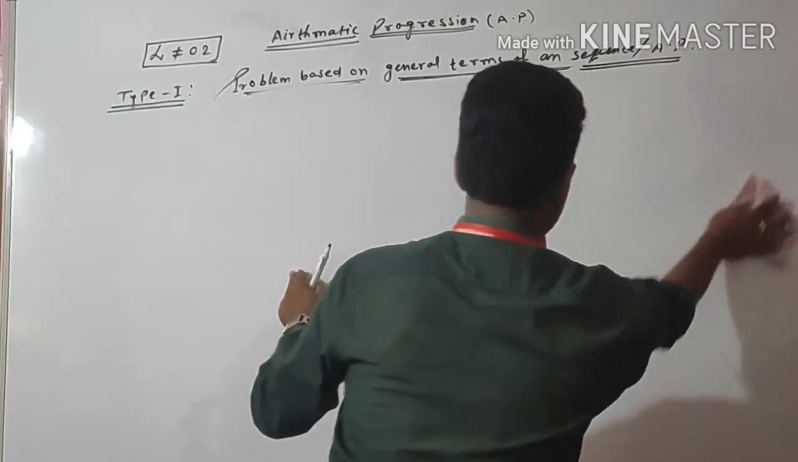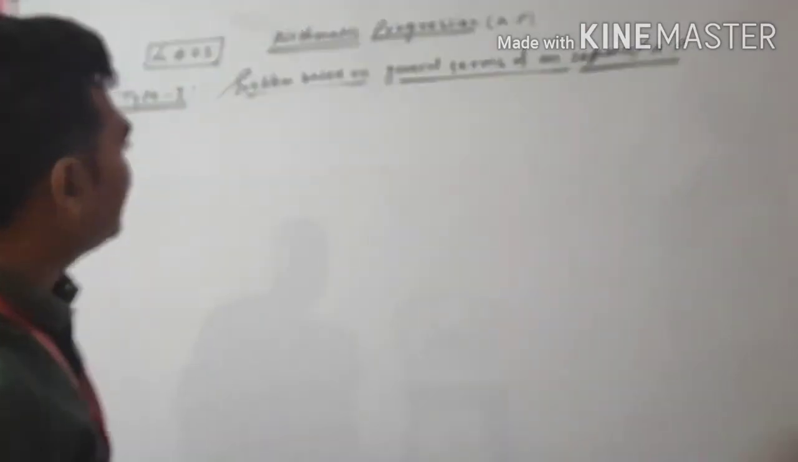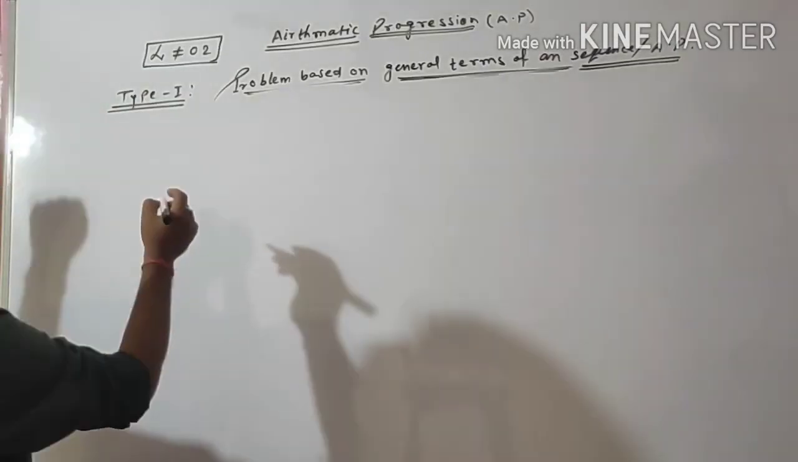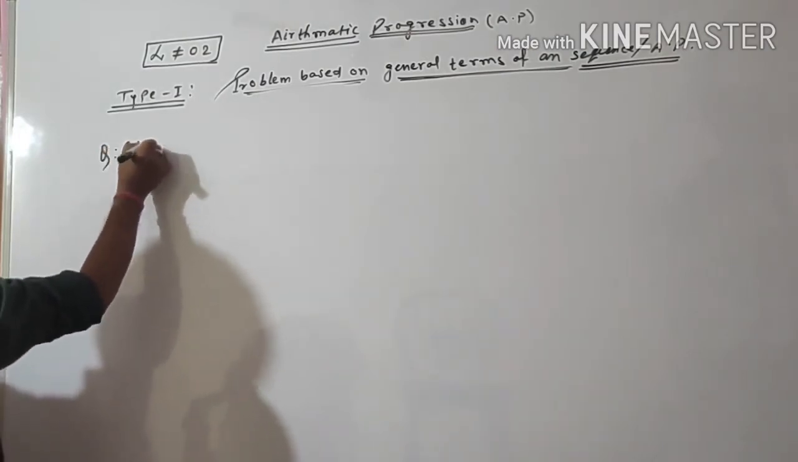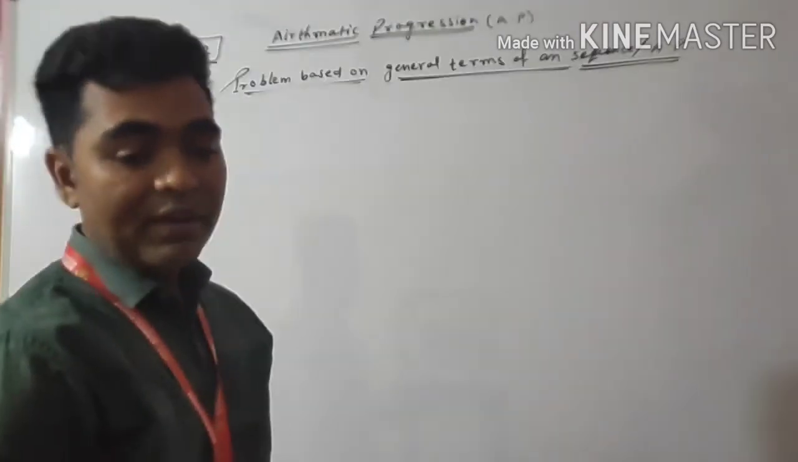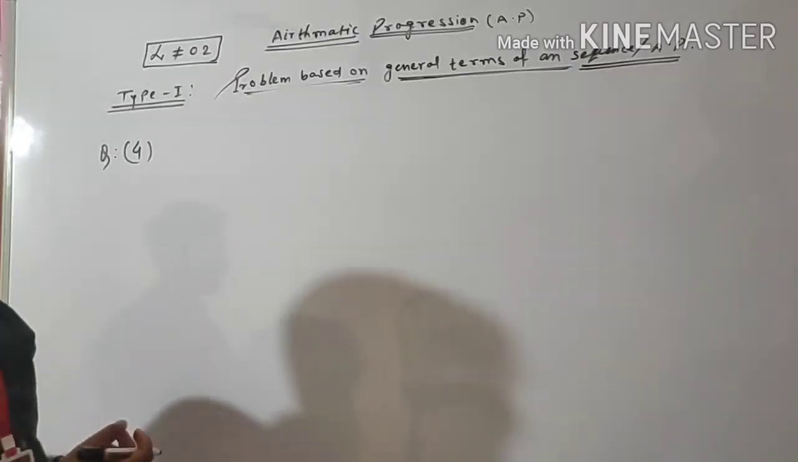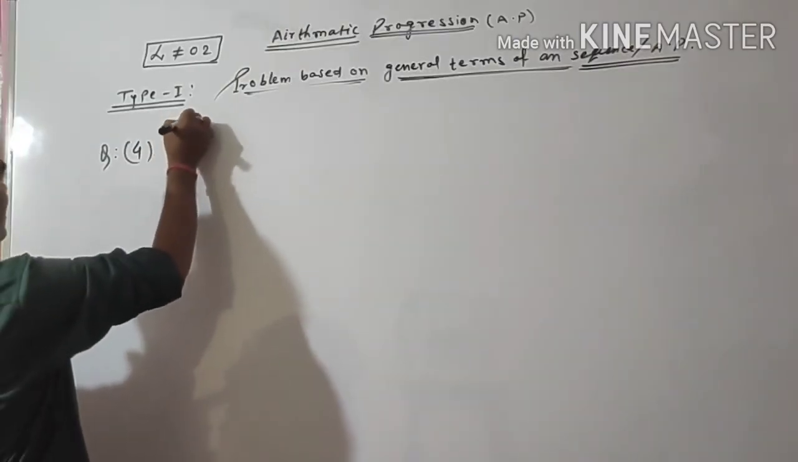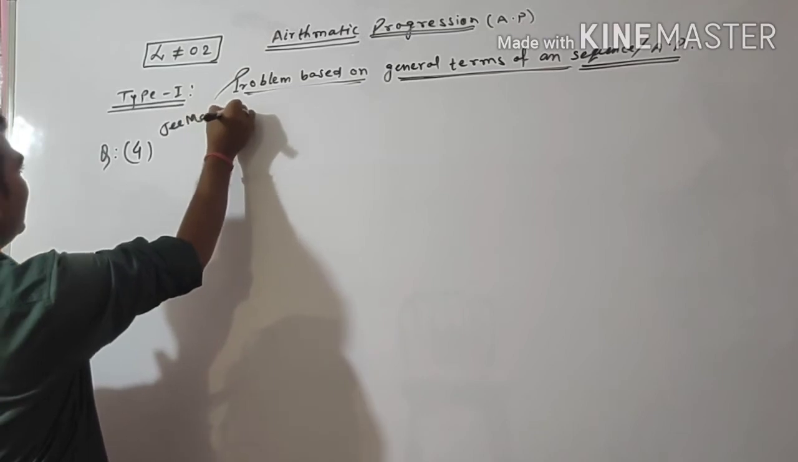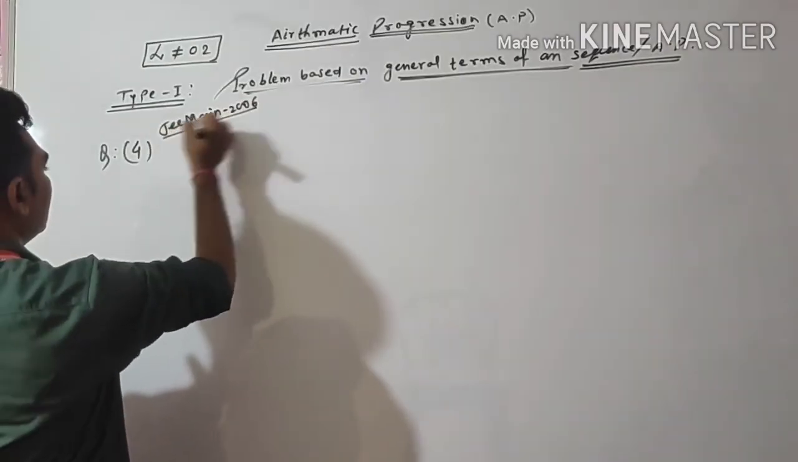So please solve this second question, beta. And next question, question number 4. Question number 4 is, and very important question, JEE Main 2006. JEE Main 2006. Okay.